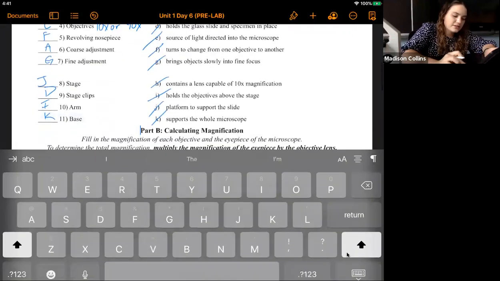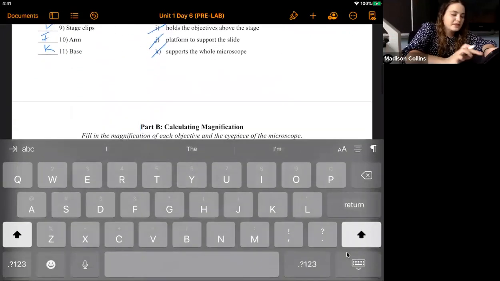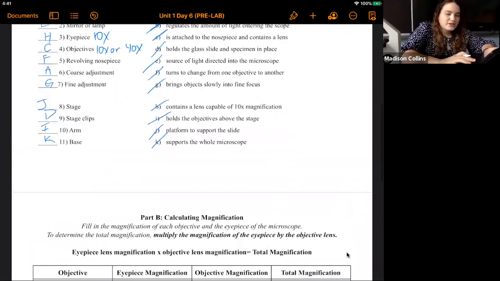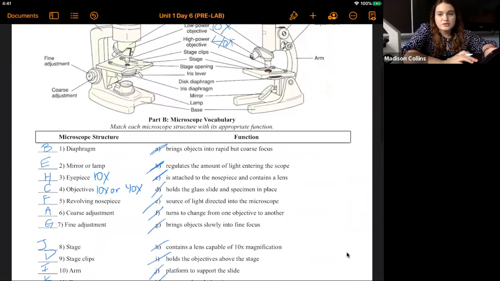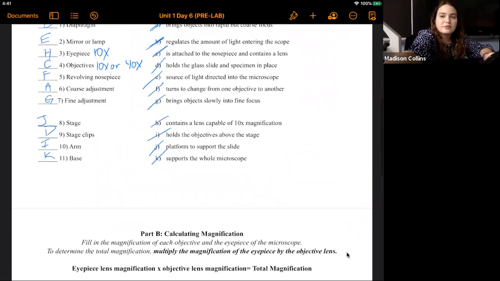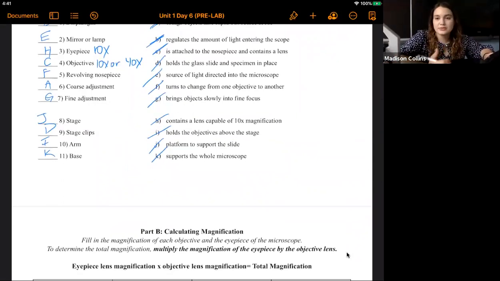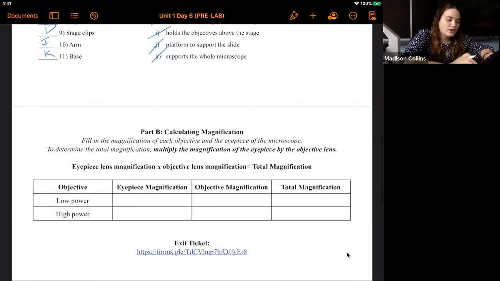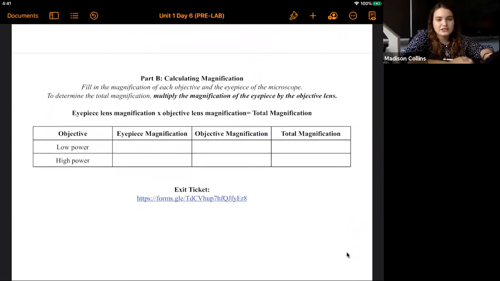All right. So now part B. The entire purpose of a microscope is to magnify images, right? But it's important to note just how much you're magnifying it. So we are going to be calculating magnification. Now don't panic, this isn't going to be like algebra 2. This is going to be very, very simple multiplication, and I promise you can do it.